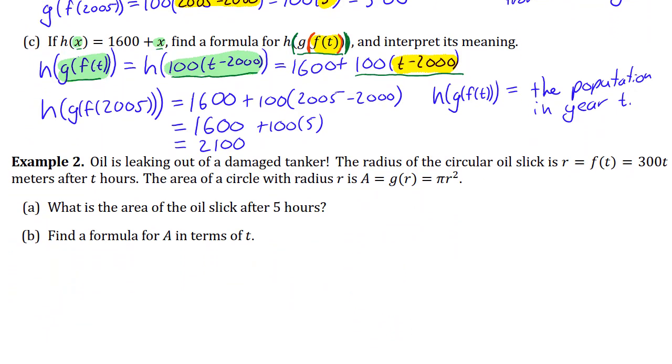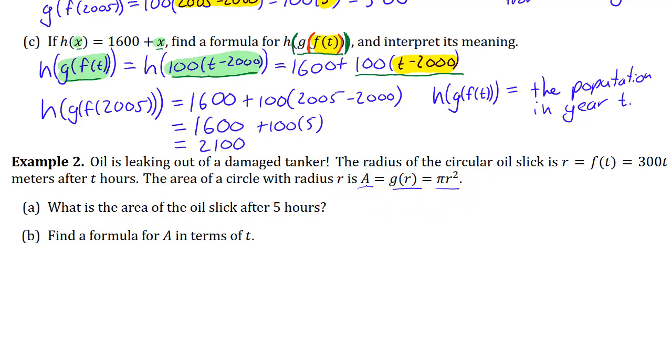So we have that oil is leaking out of a damaged oil tanker. Oh no. The radius of the circular oil slick is r equals f of t equals 300 times t meters after t hours. And we also know that the area of a circle with radius r is given by this function. A is the output variable, g is the name of the function, r is the input variable. So you plug in the radius into this formula and you square it and multiply it by pi, and the result, the output, is the area of that circle.